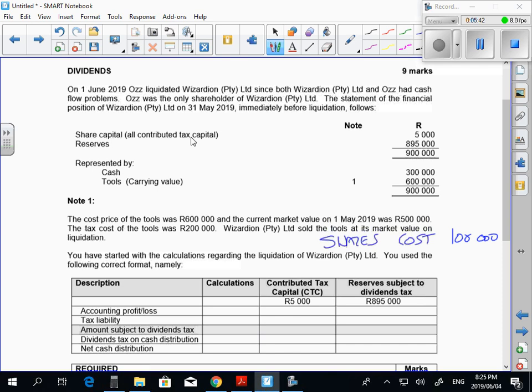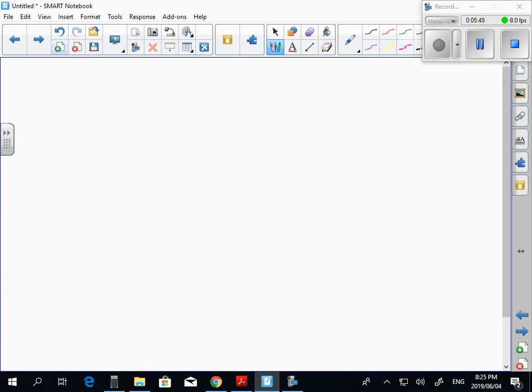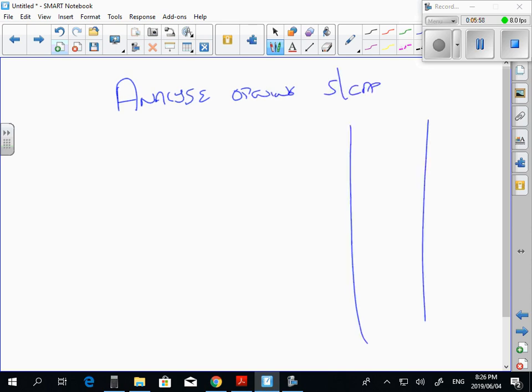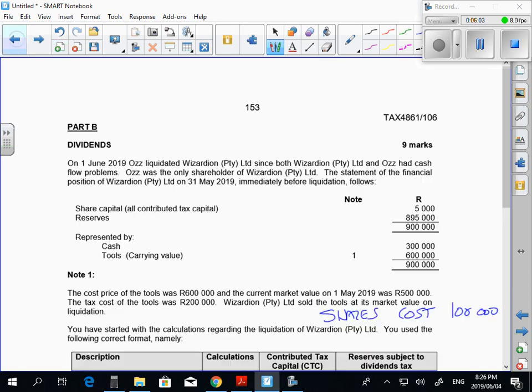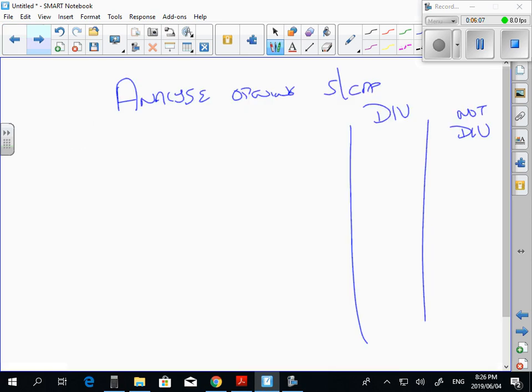Now, guys, they've got a table there, but I just want to set it up the way that I've taught you to do it. Okay? So what have I done? I've said, first thing we need to do is analyze opening share capital. And we need to have a dividends column and a not a dividends column. Looking at this question, it's got share capital or contributed tax capital, 5,000. So how much is your contributed tax capital? 5,000. And which column? Not a dividend.